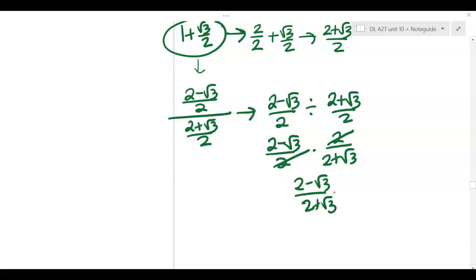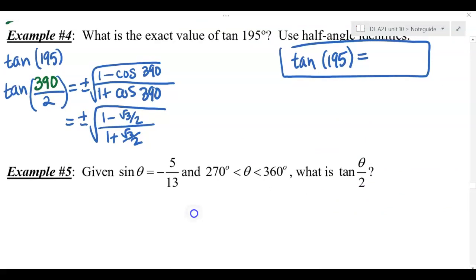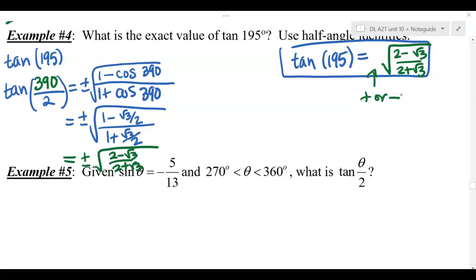So I'm going to go back to our problem. So this is plus or minus the square root, and I got 2 minus rad 3 over 2 plus rad 3. So the number part is done. The answer is this very complicated radical. And then the question is, is it plus or is it minus? You have to make that decision.